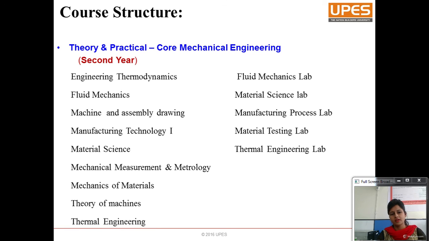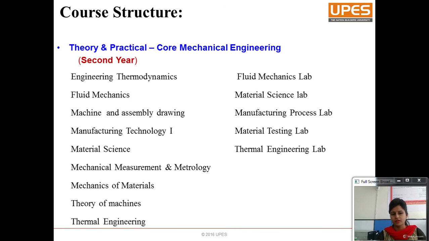Moving towards the second year, we have the core subjects, that means the basic subjects, which form the foundation of mechanical engineering. In this, we have engineering thermodynamics, in which we will study all the laws related to heat and thermodynamics. Then we have fluid mechanics, in which we study the behavior of flow. Machine and assembly drawing, in which we study, for example, you have a car. In a car, there are different components. Now, when you want to assemble them, you can assemble them with the help of machine and assembly drawing.